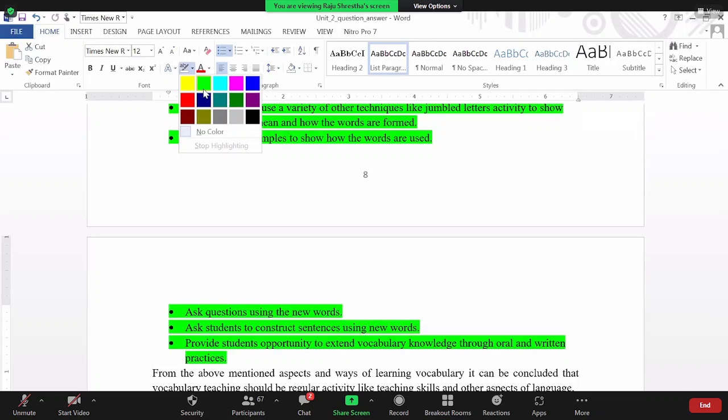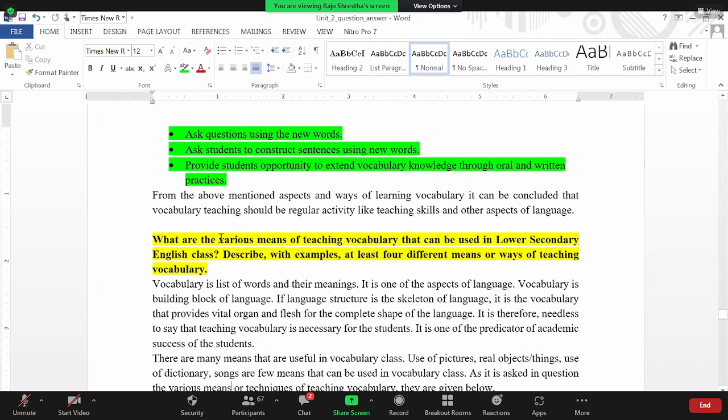And if we are asked what are the different ways or means of teaching vocabulary भन्यो भने फेरि यो अर्को तरिका हो फेरि. What are the different means or ways of teaching vocabulary? यहाँ techniques नभनेर means, हैन, means भन्न सक्छ, ways भन्न सक्छ, हैन. So techniques भन्न सक्छ. So different words interchangeably used. So what are the various means or ways or techniques of teaching vocabulary that can be used in lower secondary English class? Describe with examples at least 4 different means or ways.